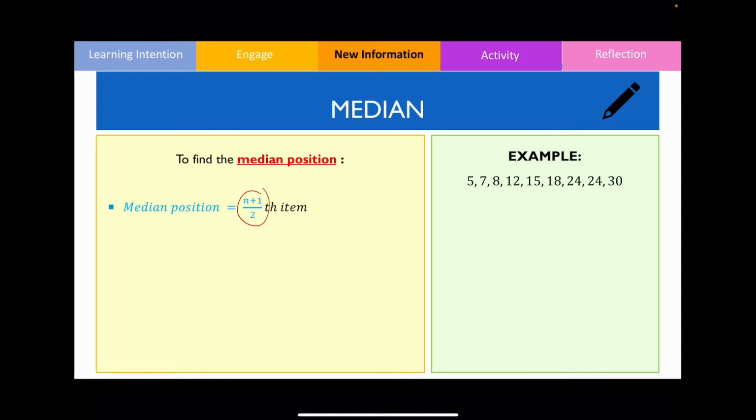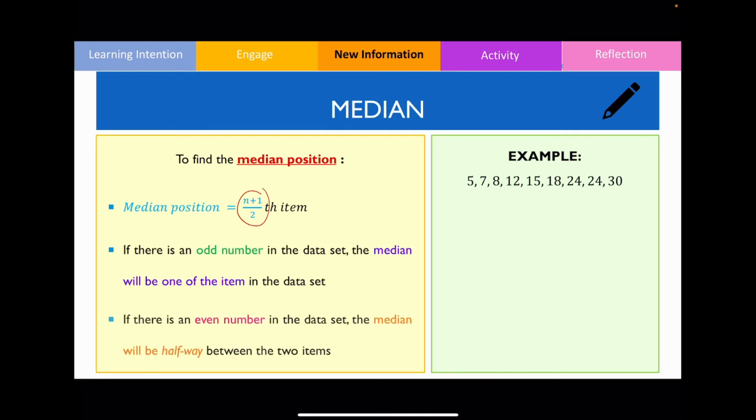So I'm using (n plus 1) divided by 2, where n represents the number of values found within the dataset. I do want to make the distinction that the median position is not the same thing as the median value. When you've got an odd number dataset, the median will always be one of the values or one of the items within the dataset. However, when you've got an even number dataset, the median value will always be the value that's halfway in between the two middlemost numbers.